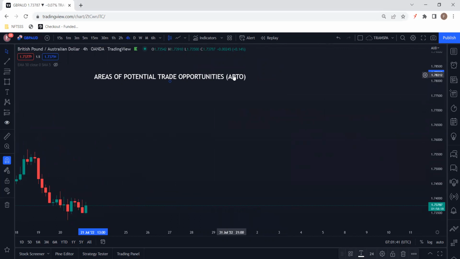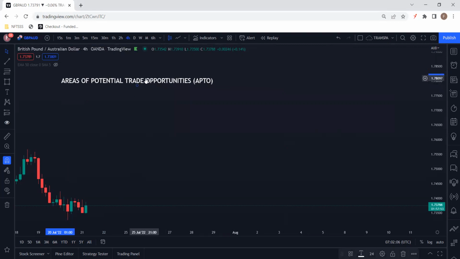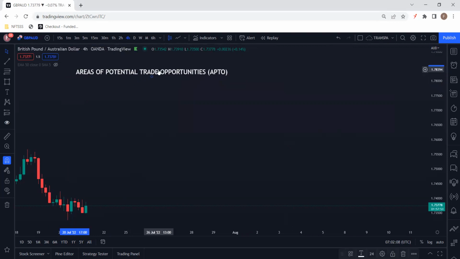Well, this is a word I came up with myself, so you probably might not hear any other trader out there in the world use this very word, except the person is a student of mine. So yeah, we want to buy and sell from areas of potential trade opportunities, APTO for short. Where do I buy from? Where do I sell from? Areas of potential trade opportunities.